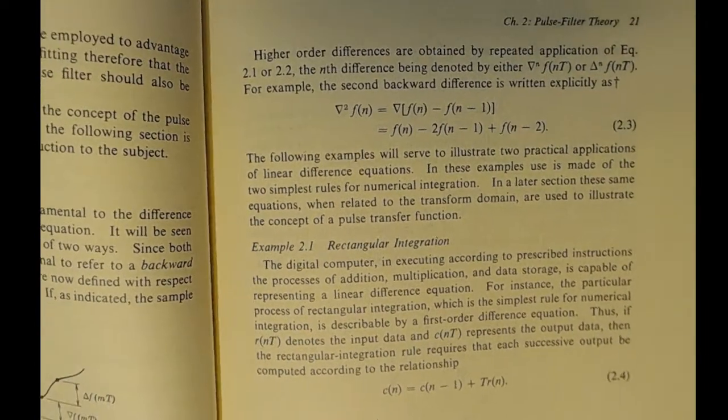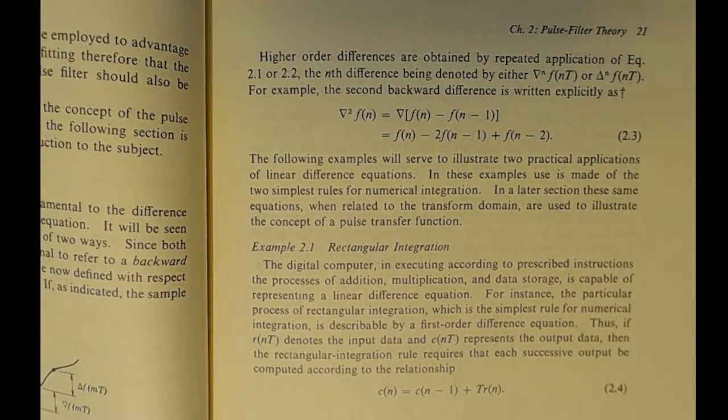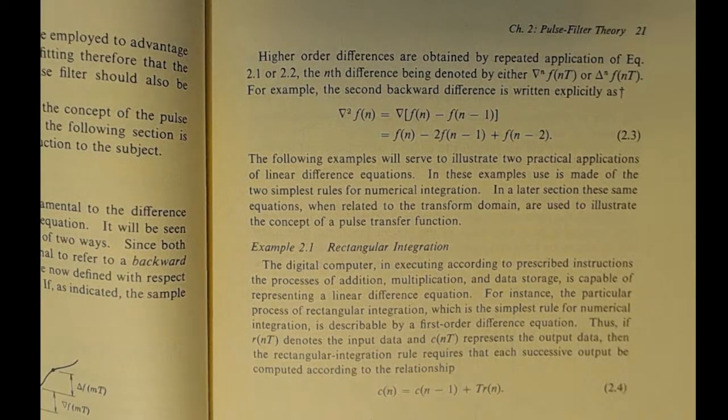Higher order differences are obtained by repeated application of equation 2.1 or 2.2. The nth difference being denoted by either of two expressions.